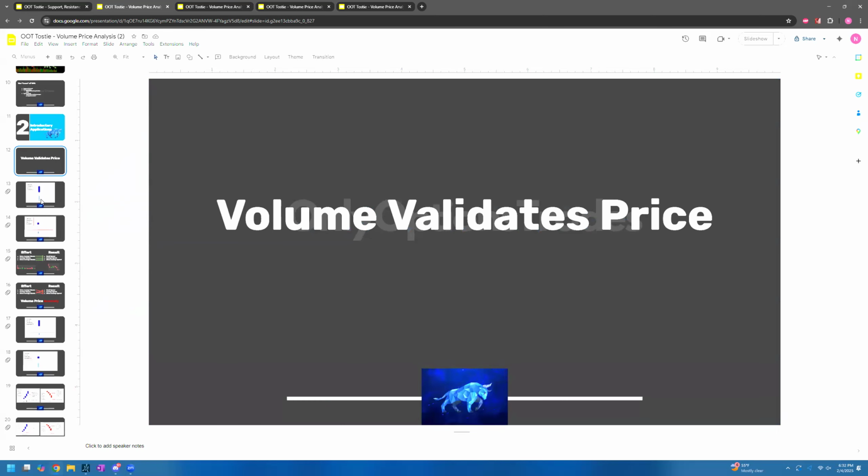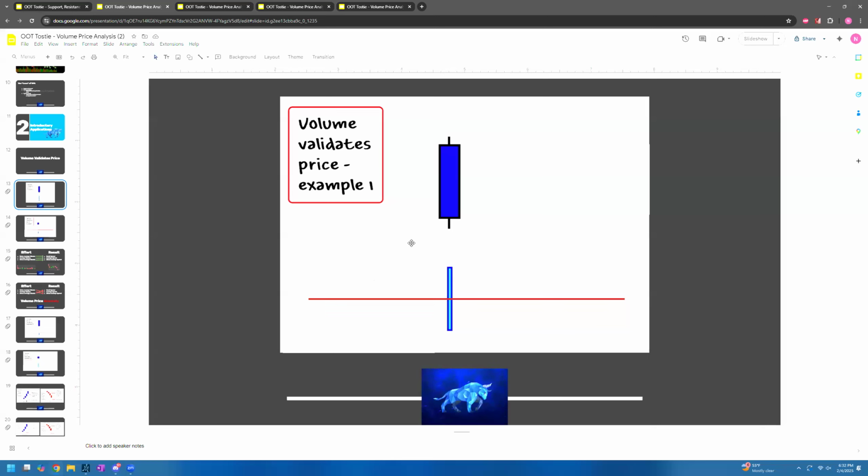Let's talk about some specific examples. This is an example of volume validating price. If this red line is our average volume, this bar is above average volume, and you can see we have a nice bull bar closing near its high. We're getting a wide spread candle. We get a big move in the candle, and a nice above average volume bar.